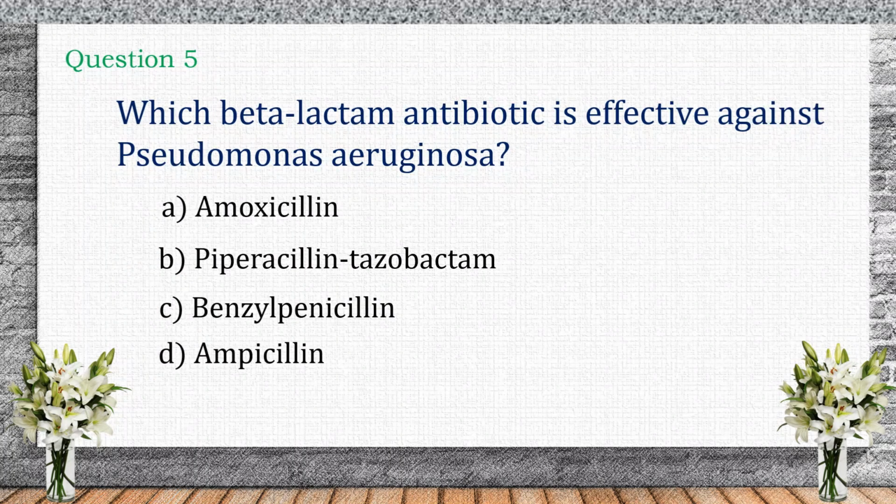Question 5. Which beta-lactam antibiotic is effective against Pseudomonas aeruginosa? Correct answer, B. Piperacillin-tazobactam. Piperacillin-tazobactam has extended-spectrum activity against gram-negative bacteria, including Pseudomonas aeruginosa.